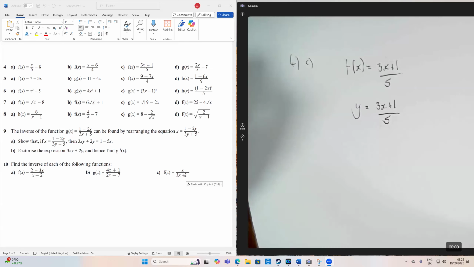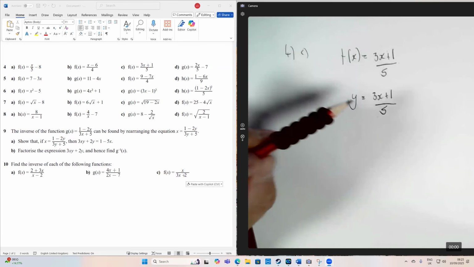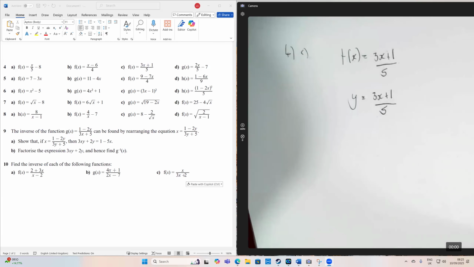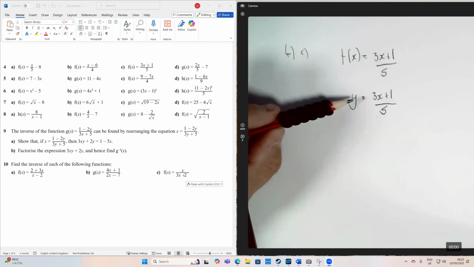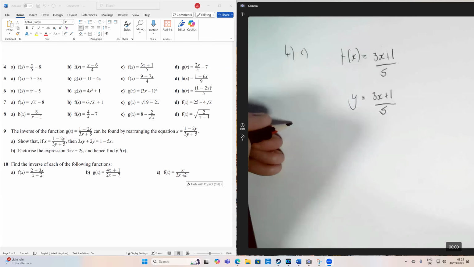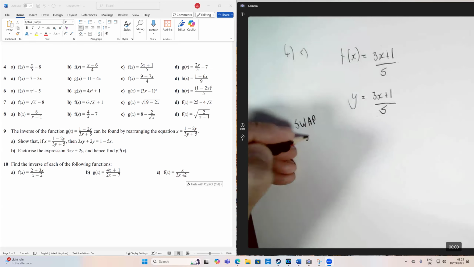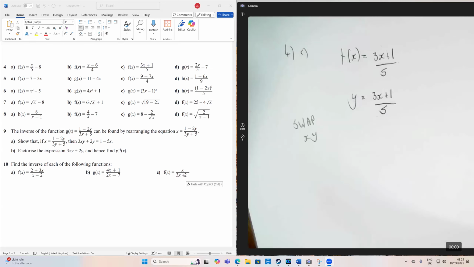And just write 3x add 1 all over 5. There is our function. Now, at this point, teachers diverge into two different schools of thought. Some teachers now say we're going to rearrange this to make x the subject. So your teacher might have said that way. My preferred method is to swap over the x and y and then rearrange it to make y the subject. But they're both equivalent and it makes no difference whichever method your teacher prefers. So I'm going to swap over the x and y.